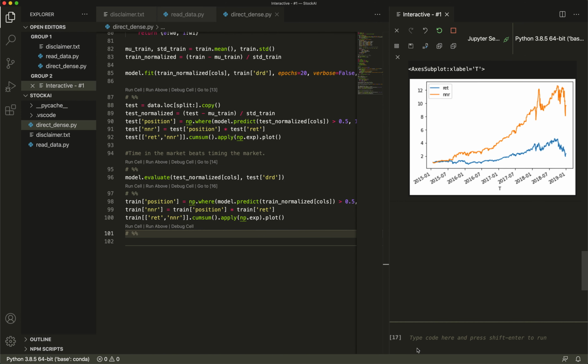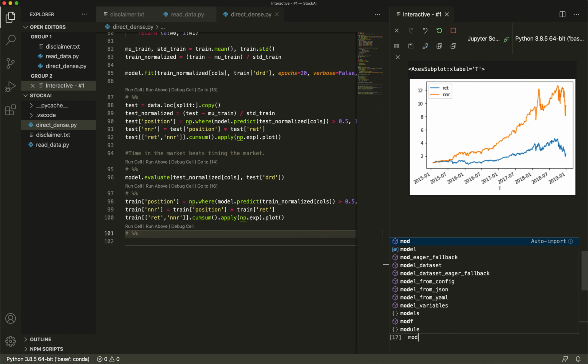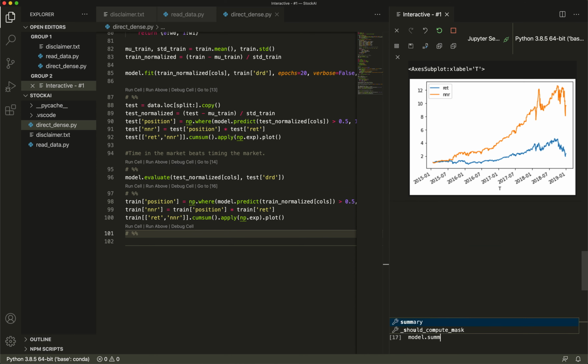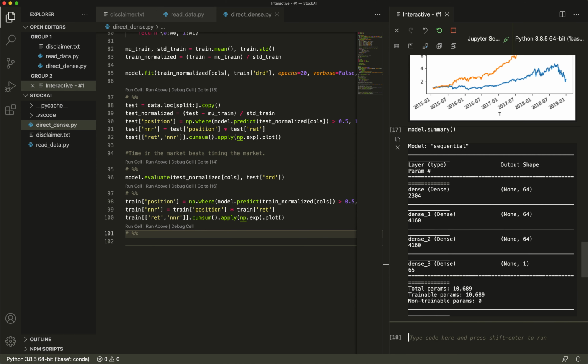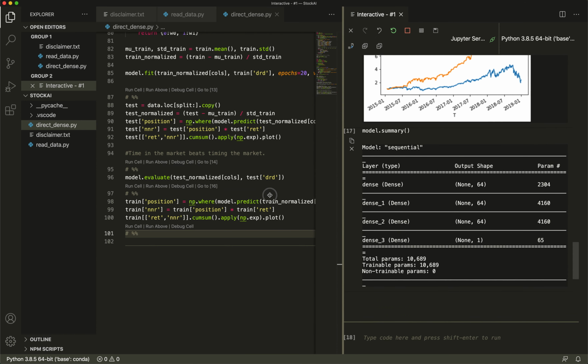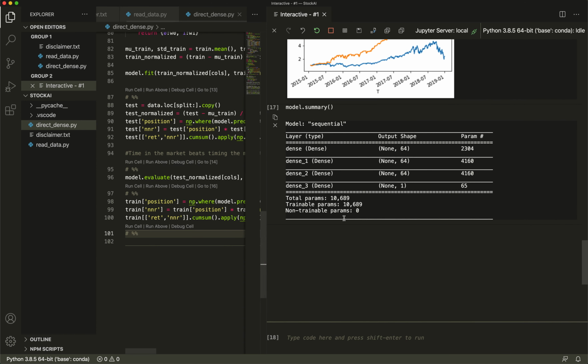All I have to do is call model.summary. Then it tells me how many adjustable parameters are used in this very simplistic 2 hidden layer neural network. The total number of parameters is exactly 10,689. You've got 2 hidden layers, 64 each. The number of parameters is not the number of neurons, it's actually the connections among the neurons, and we are using full connections. It's a dense network.